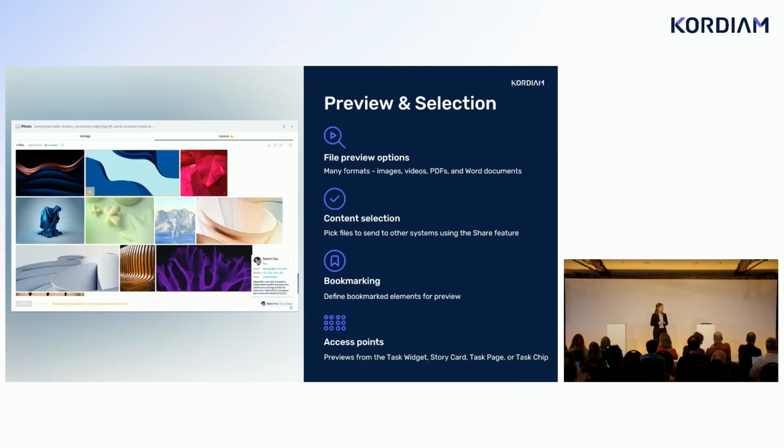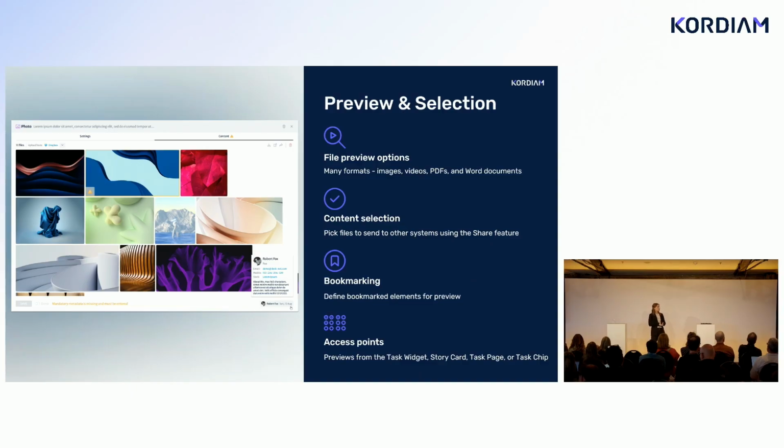Then, you now have a variety of files available, and now you can also make a content selection. So you can pick files and send these files to other systems using a share functionality. You can either send them via email, or you can also send them to a connected CMS or DAM system.